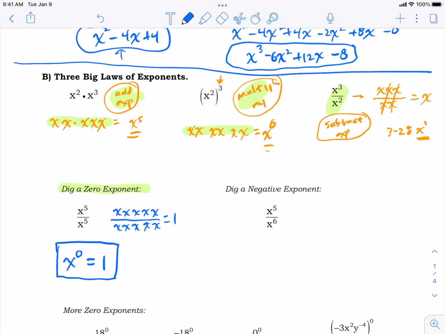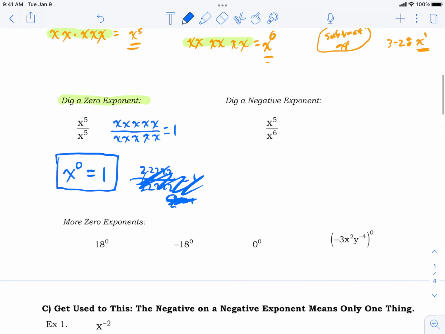And in fact, pretty much anything to the 0 equals 1. Let's say I had 2 to the 5th over 2 to the 5th. That would also be 1. So in other words, 2 to the 0 must be 1. Works for everything. So here we go, more 0 exponents. 18 to the 0, it's 1. That's the idea. Now I've got to warn you about a couple things. First of all, 0 to the 0 is not 1. It's undefined.